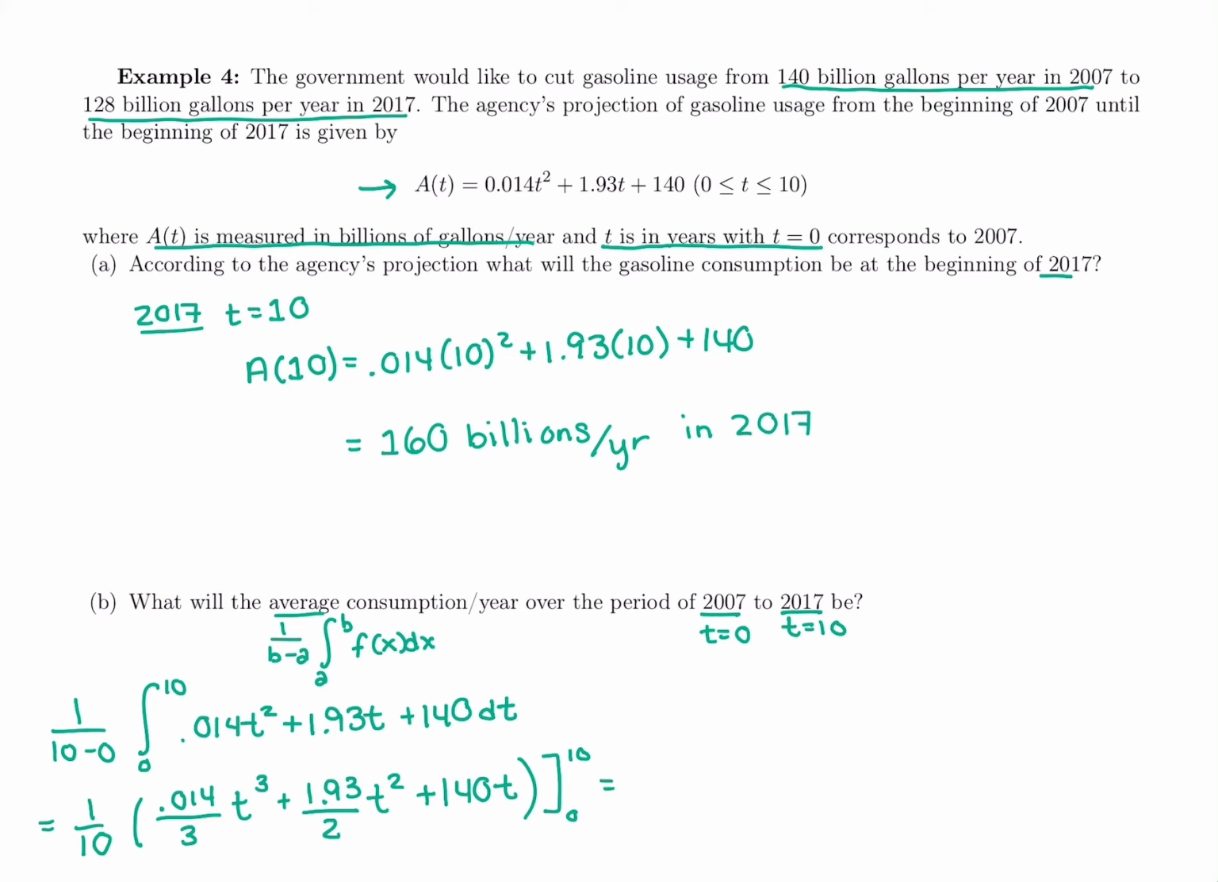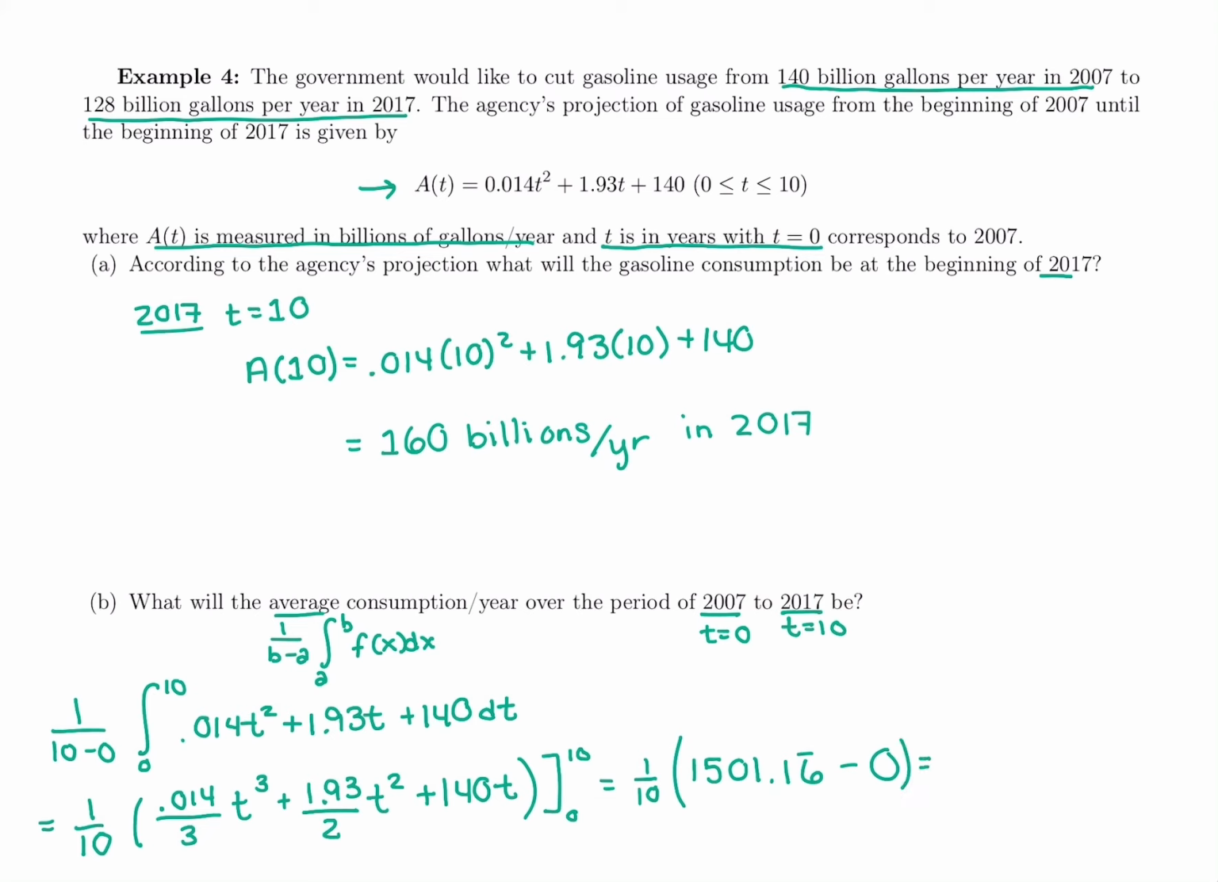And so I'm going to do 1/10 and plug in 10 to this equation here. So I'm going to do 0.014 divided by 3 in parentheses, and then 10 cubed, plus 1.93 over 2 in parentheses, 10 squared, plus 140 times 10. You might need those fractions in parentheses as well. And so when you plug in 10, you get 1,501.16 repeating, minus when you plug in 0 into each of these terms, you're going to get 0.